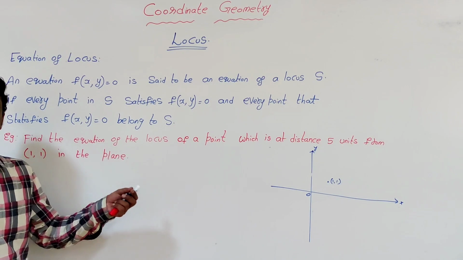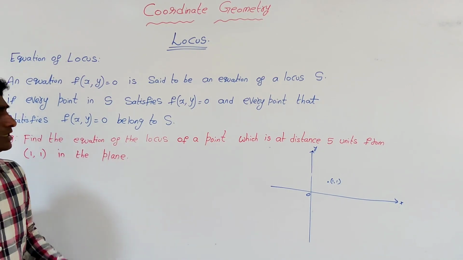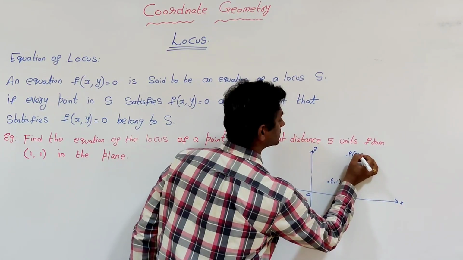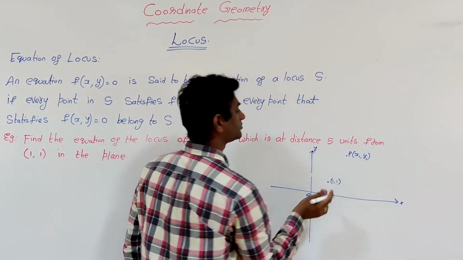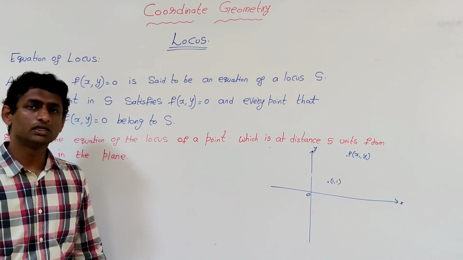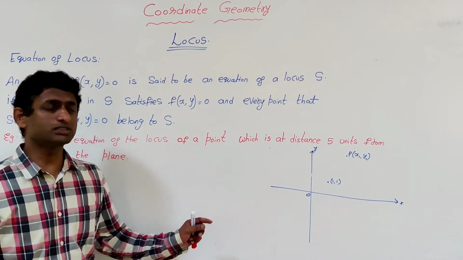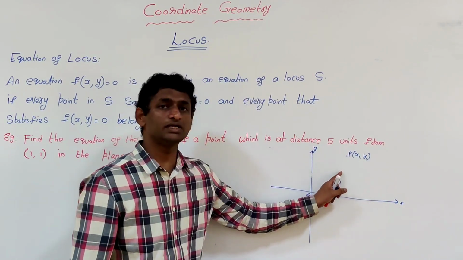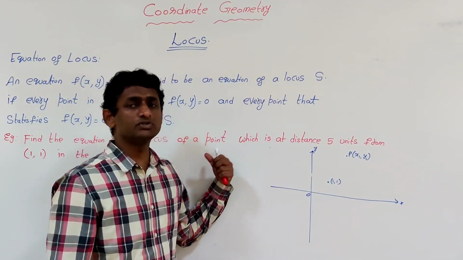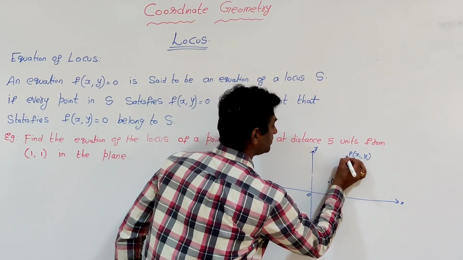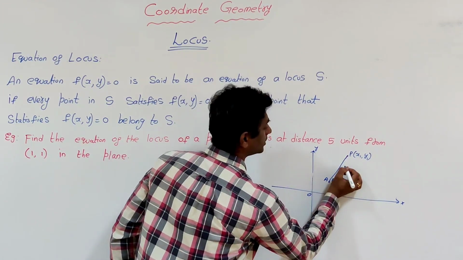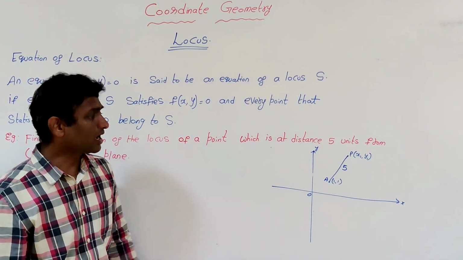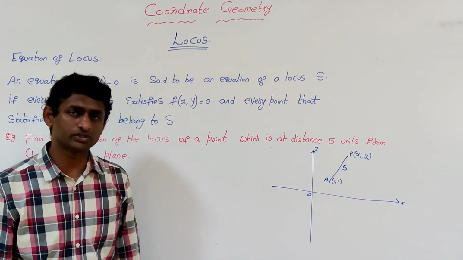Now we have to find the equation in such a way that, assume there is a point P (x1, y1), some point on the locus. Locus means all the points which satisfy the condition give the equation. So the distance from here to here, that is from A to P, will be 5. Now we have to find the equation.